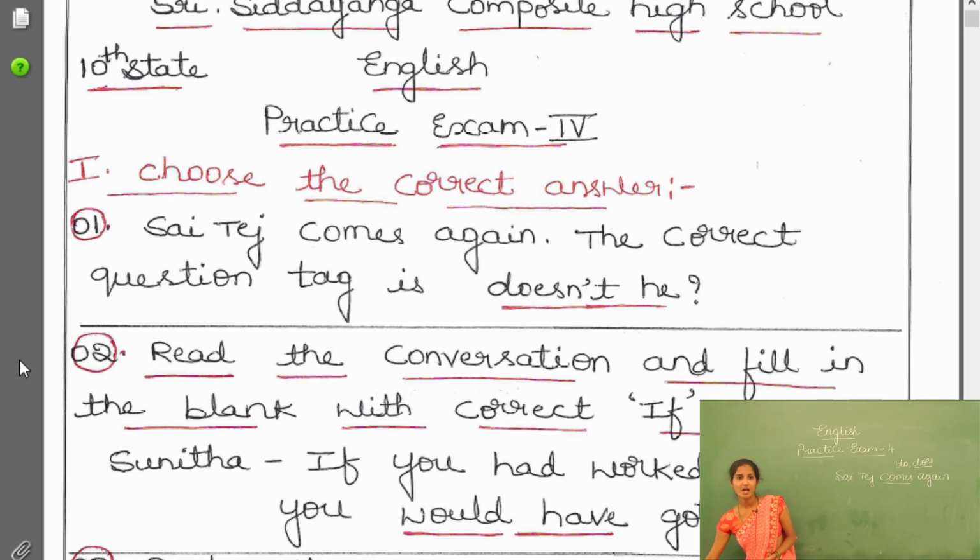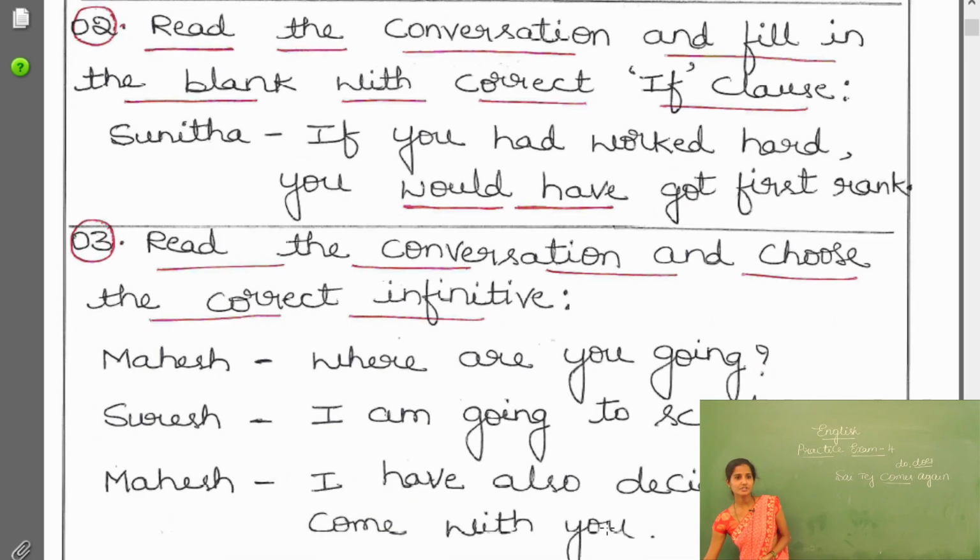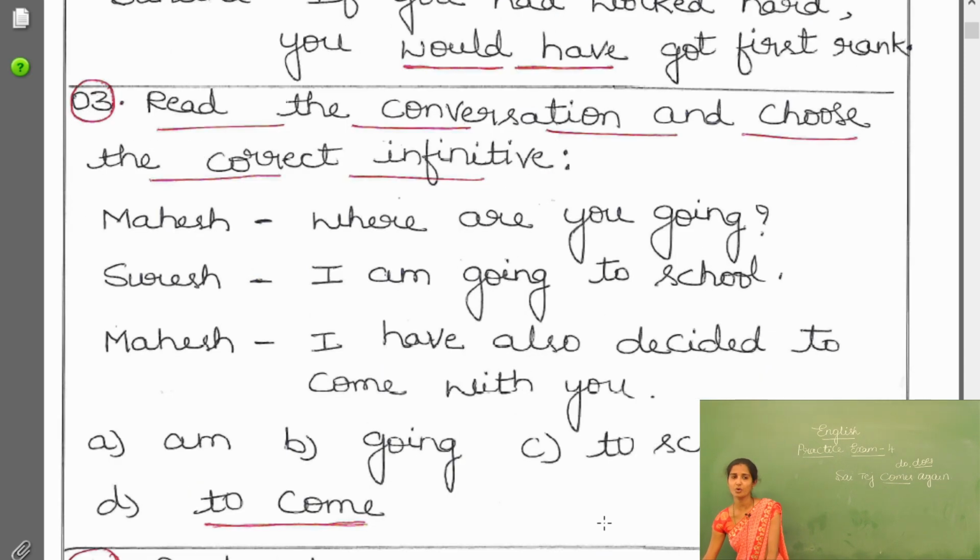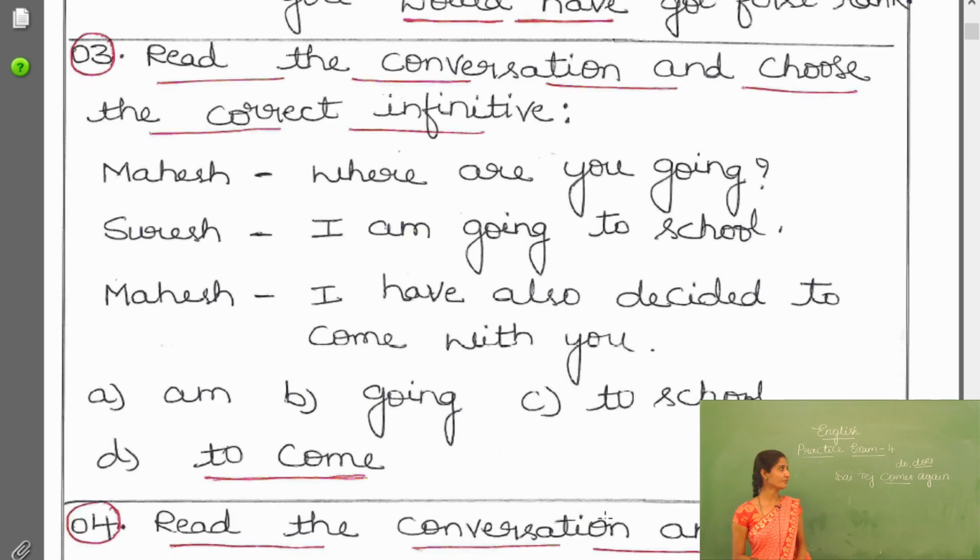And the next third question is, read the conversation and choose the correct infinitive. Okay. So infinitive, you all know, means there will be 'to', and along with 'to' you have to write the present form of the verb. Infinitive means 'to' with the present form of the verb. And there is a conversation. Mahesh says, when are you going? Suresh, I am going to school. Mahesh, I have also decided to come with you. So there, to come is the infinitive.